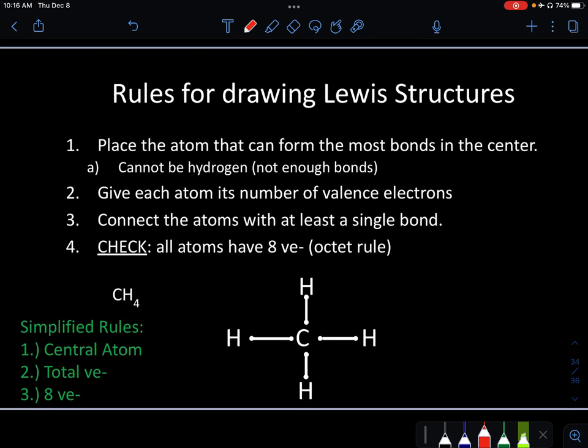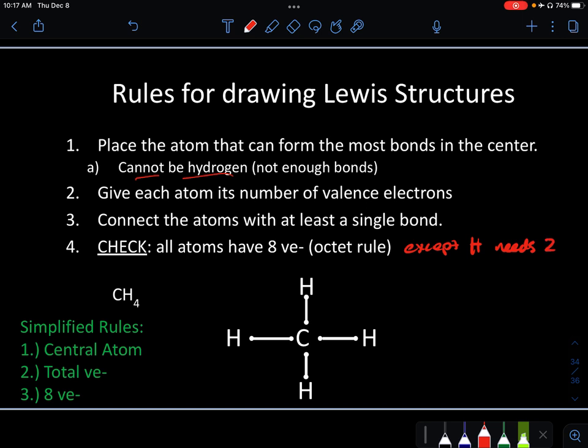All right, so when we have our rules for drawing those structures, we want to place the atom that can form the most bonds in the center. Can't have hydrogen. So meaning if we can form 4 bonds, we want that one there. If it can form 3 bonds, we want it there. If it can form 2, we want it there. Give each atom its number of valence electrons. So what I would do is draw those in there first. Connect the atoms with at least 1 bond. Check that all have 8 valence electrons. It's called the octet rule. Except hydrogen needs 2. All right, don't forget that one.